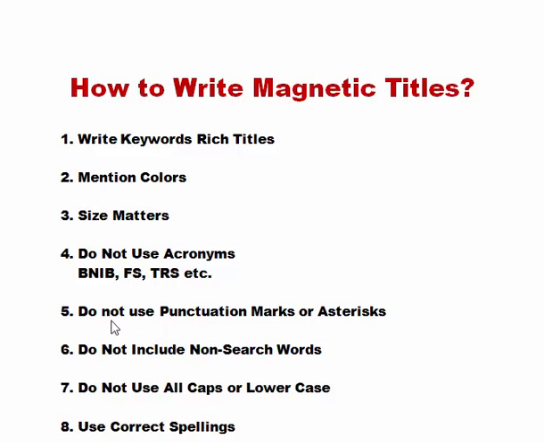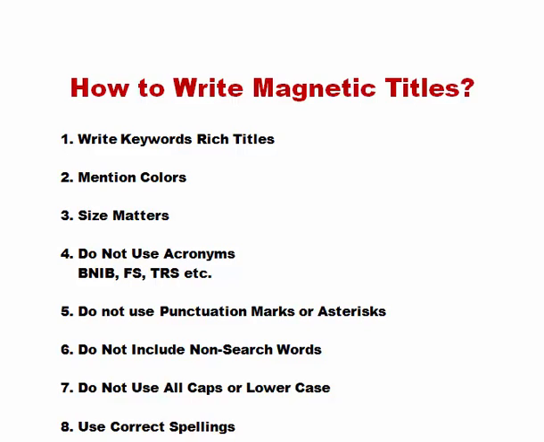And number five is do not use punctuation or asterisks. You might have seen that some people, they use punctuations like commas, dashes, or asterisks in their listing titles. Now, these punctuations, they take the limited space and hence limit your chances of including useful keywords. So it is always better to avoid punctuation marks and asterisks.